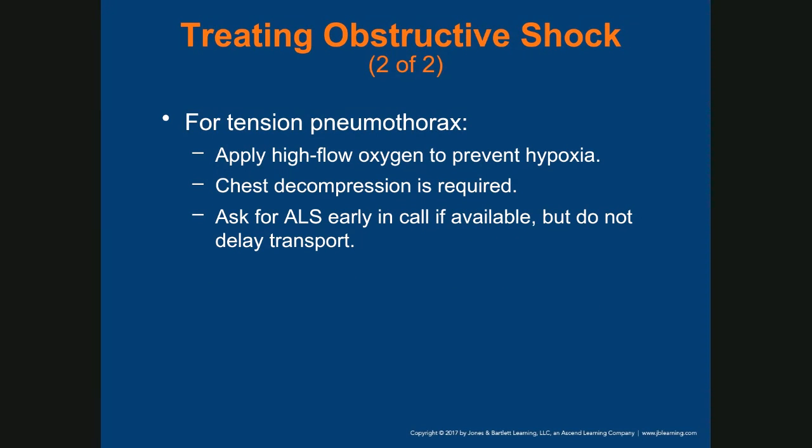For tension pneumothorax, apply high-flow oxygen to prevent hypoxia. Chest decompression is required, and this is a paramedic skill. Ask for ALS early in the call if available, but do not delay transport. And remember, if you see a deviated trachea in a patient with a suspected collapsed lung, they do not have a lot of time to live.